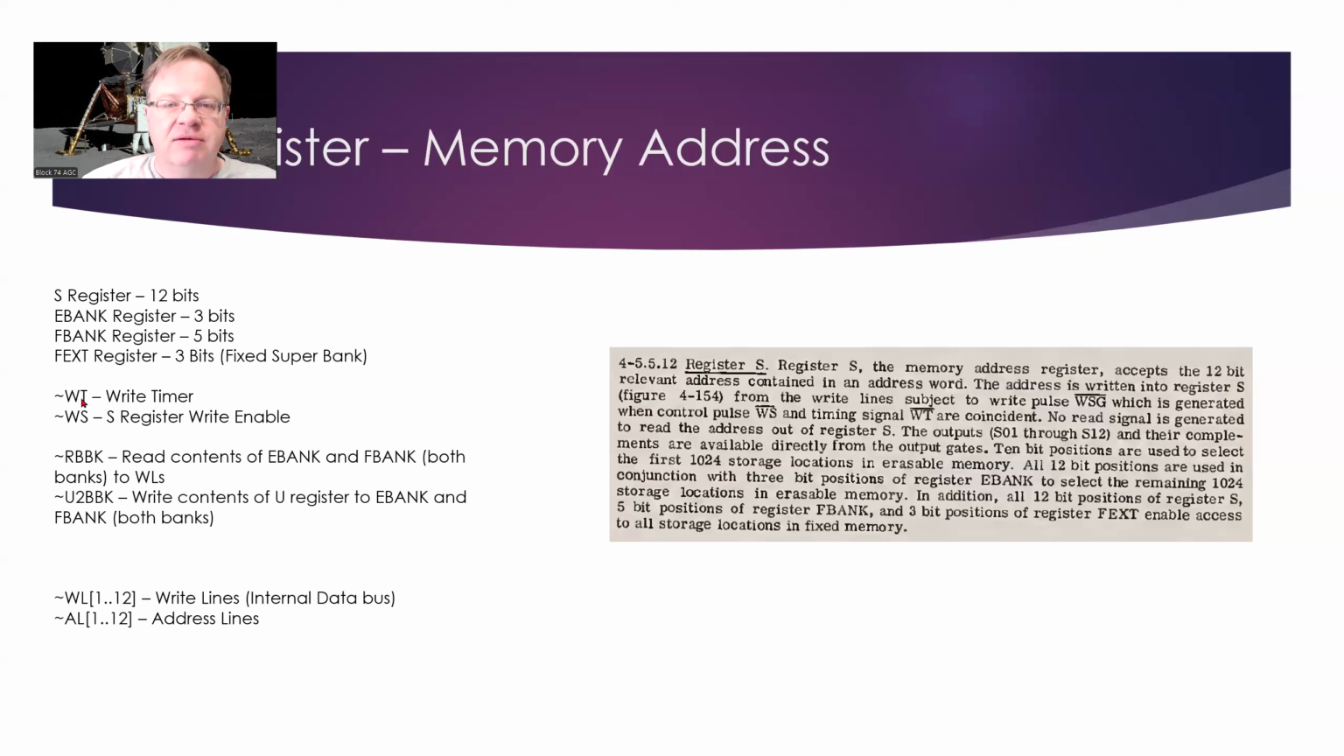If we look at the various read and write services for the memory, we've got the WS, the S register write enable. That allows us to write addresses into the S register. And then we also have RBBK, which reads the contents of the extended bank register and the fixed bank register, referred to as the both banks or sometimes the BB register, onto the write lines. That's what the BB stands for here. And then there's the U2 BBK, which transfers contents of the U register, the output of the adder, to both the E bank and F bank, also the both banks.